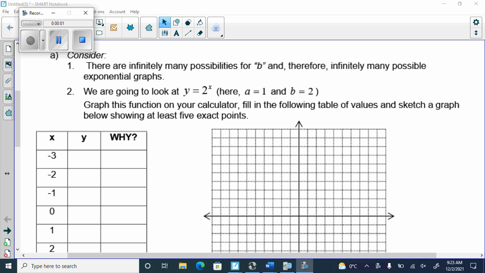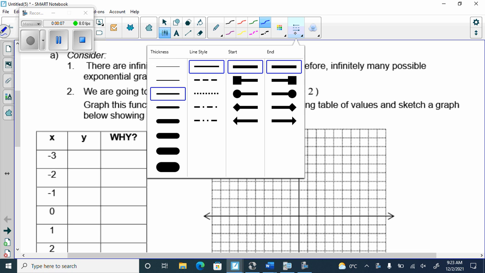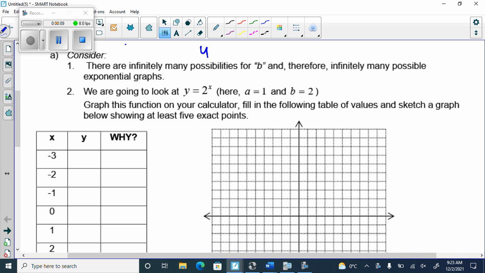Infinitely many possibilities. So an exponential function will be of the form y equals a b to the x, to the power of x. Exponential functions have variables in their exponents. There are infinitely many possibilities for b, and therefore infinitely many possible exponential graphs.